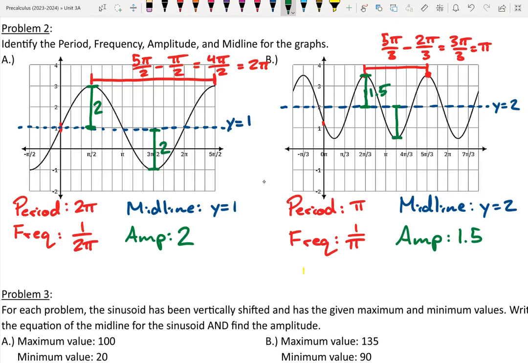All right, any questions on identifying our characteristics of sinusoidal functions? It's a fun word. Let's say that 5 times fast. Sinusoidal, sinusoidal, sinusoidal, sinusoidal.